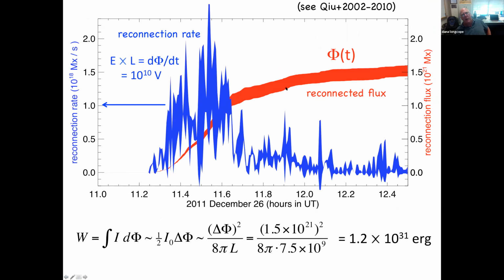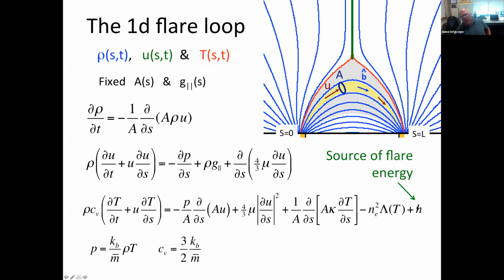So over half an hour, I release this amount of energy. That tells me how much H is. I'm just going to add that to a loop. Imagine that it's staying static now because we're done with the release of energy. And I want to find out what happens in the evaporation and the cooling part, because that's where all the effects of a flare are going to come from.